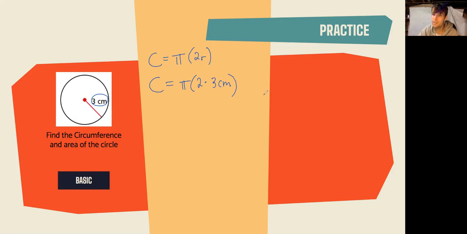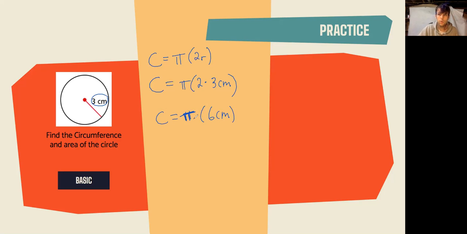I'm including the units in my calculation. You can leave the units off and then put them on at the end of your answer, but I'm just going to go ahead and put them in there just so that I remember them. So 2 times 3 centimeters is going to be 6. So pi times 6 centimeters. And then I have a couple options here. Well, I have more than just a couple. I have several options.